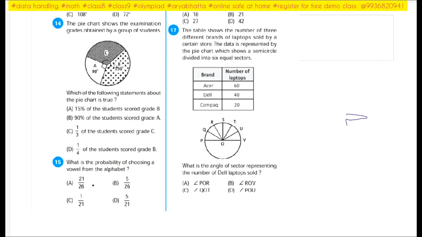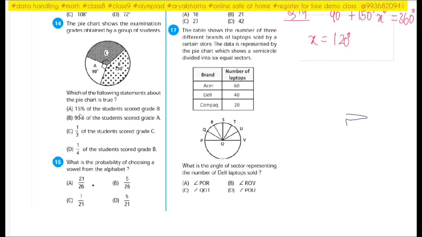And grade C can be easily calculated, right? First, I will calculate everything. For question number 14, first I have to calculate A getting 90 degrees. So 90 degrees plus 150 degrees plus x degrees is equal to 360 degrees. So tell me the value of x. Just think about that.